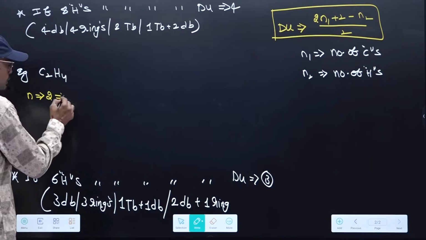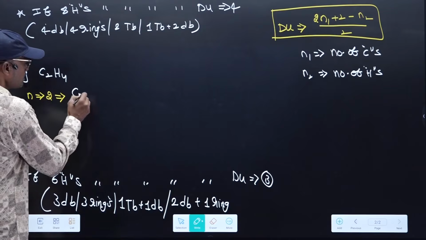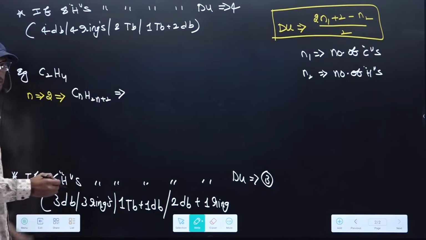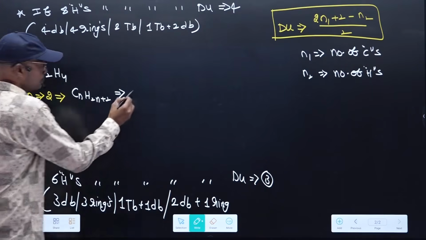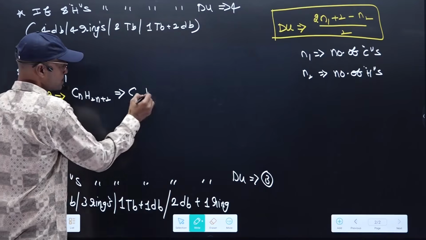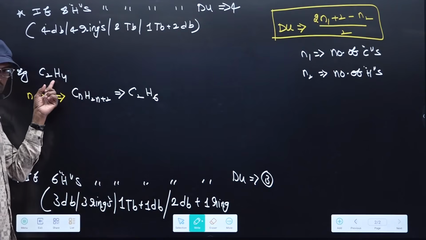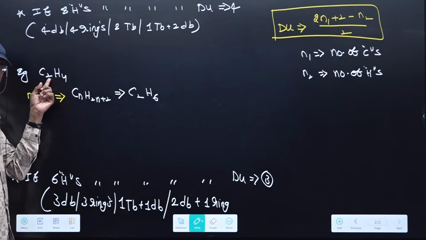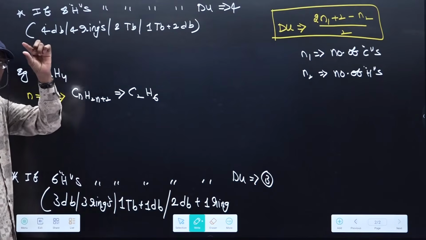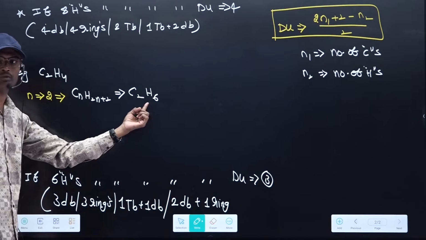Now try to substitute this 2 in the alkane general formula. What is the alkane general formula? CnH2n+2. If I substitute 2 here, C2, 2 into 2 is 4, plus 2 is 6. Then what is this? C2H6. This I have given. In this, what is the carbon number? 2. If I substitute that carbon number in the alkane general formula, you will get the alkane formula.